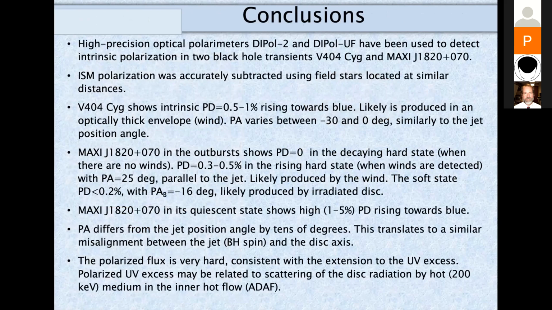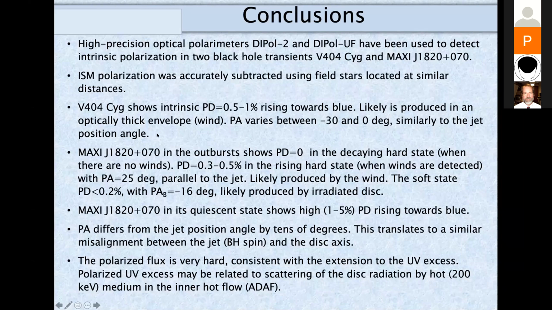We have, with 2 high precision optical polarimeters, observed 2 black hole transients, both in outburst as well as in quiescence. We see variations of the polarization. We have also observed a number of field stars and accurately determined the interstellar contribution to this polarization. What's important, and I should have mentioned it, is that in many of these observations the effect that we see is just a very small fraction of a percent. For example, in the soft state of Maxi 1820, the polarization degree is 0.2%, but it's highly significant. With the polarimeter that we have in hand, we can detect that. Of course, if you have an accuracy of about 0.1%, that's impossible. Our typical accuracy can be 10 times better, 10 to the minus 2 percent.